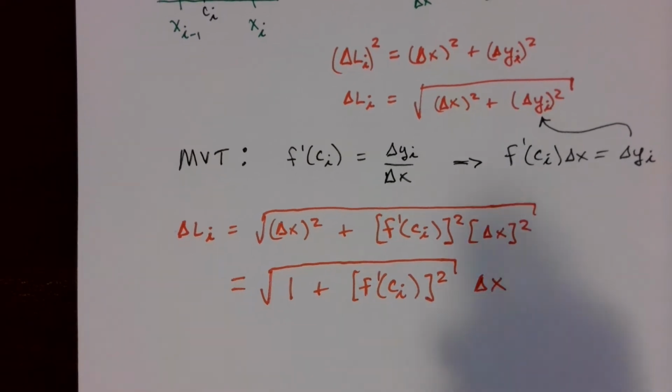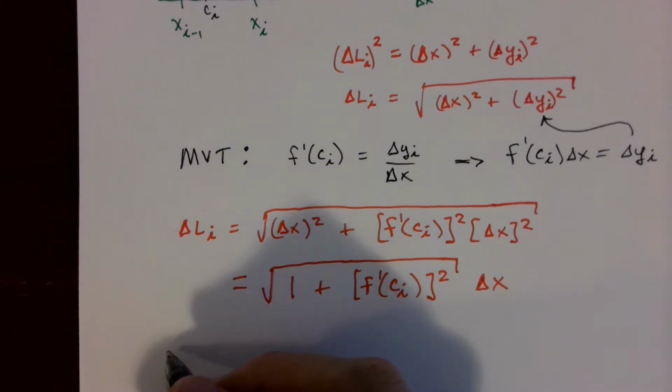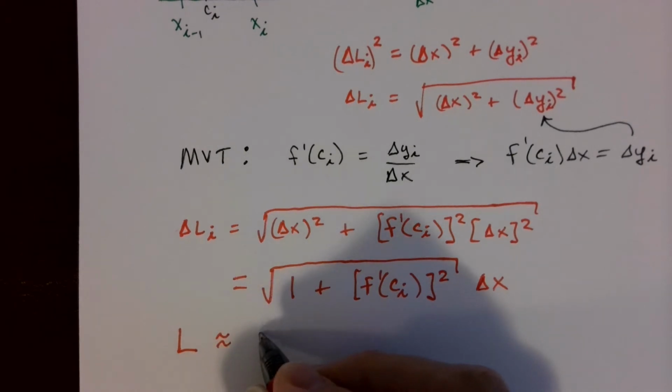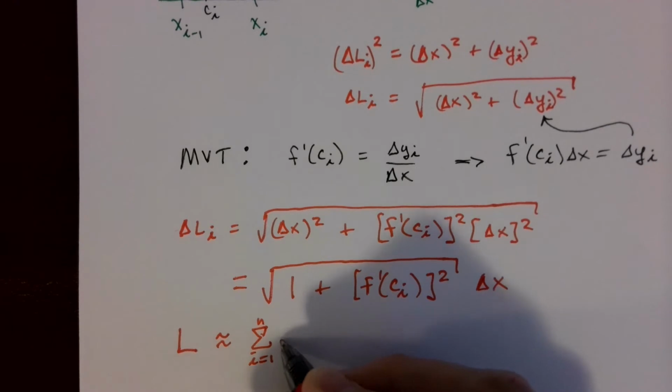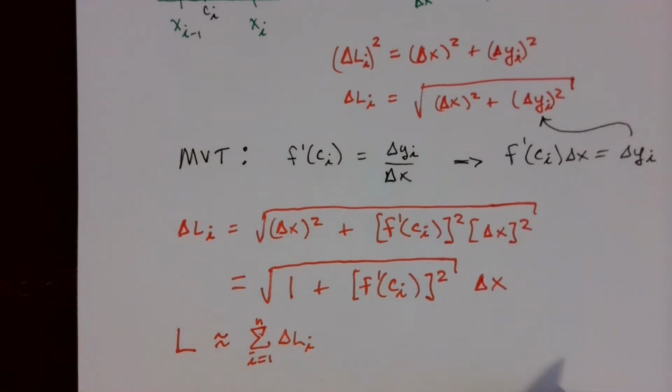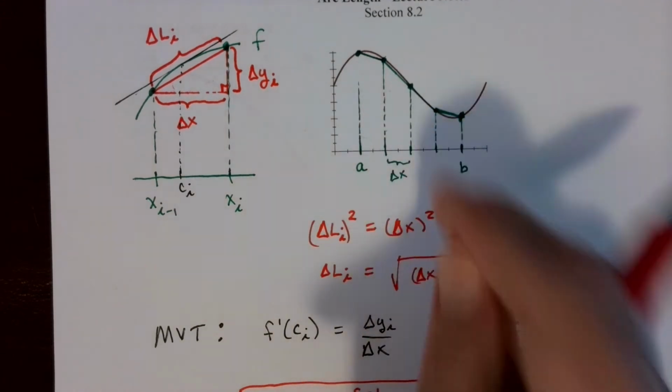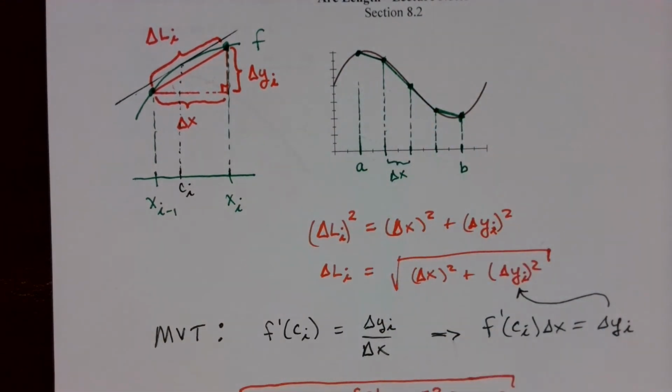Okay, and so the total length estimate, or the arc length, if you will, is approximated by the summation, i equals 1 to n, of these delta L sub i. So going back up, I'm going to add each choppy length and then use that as the approximation.